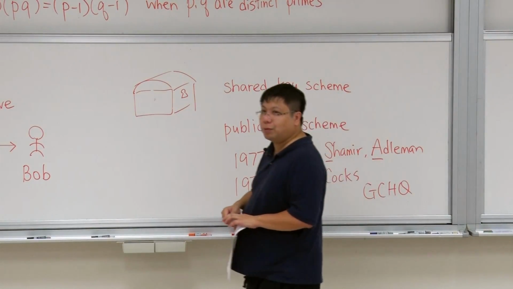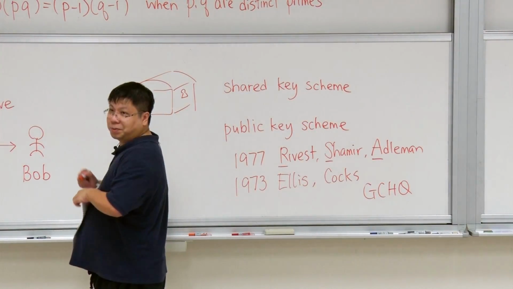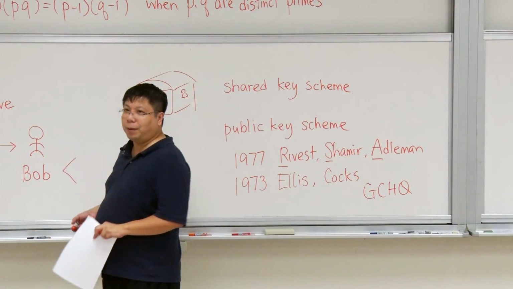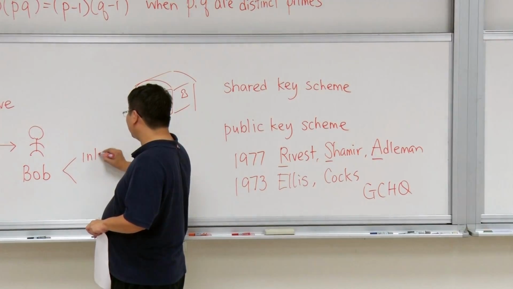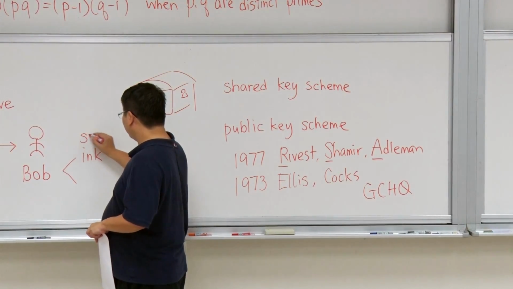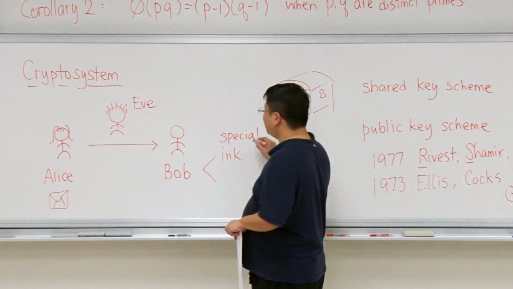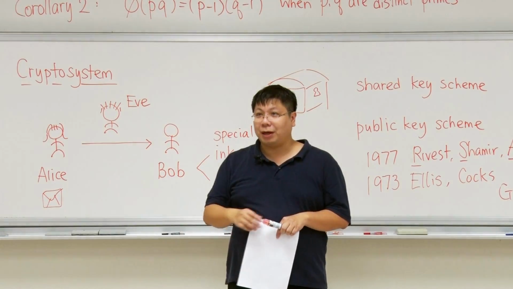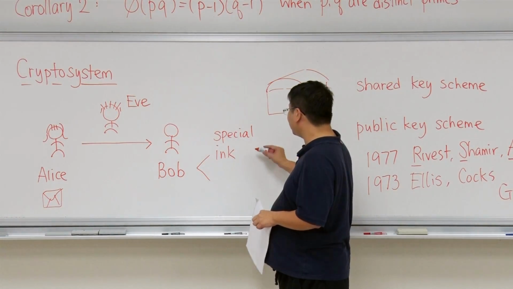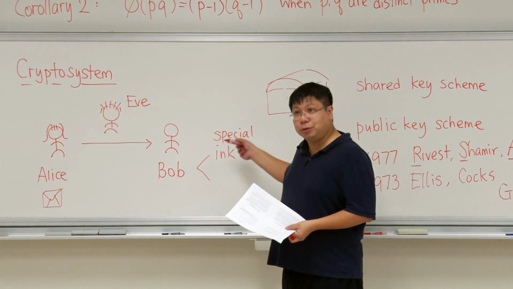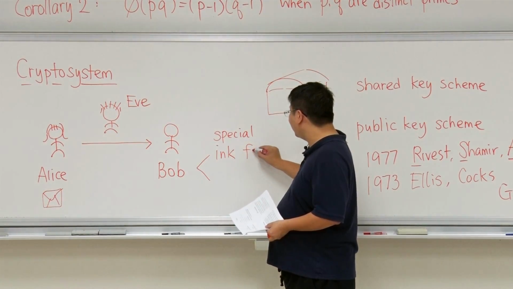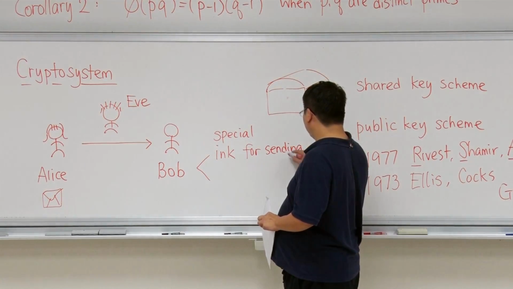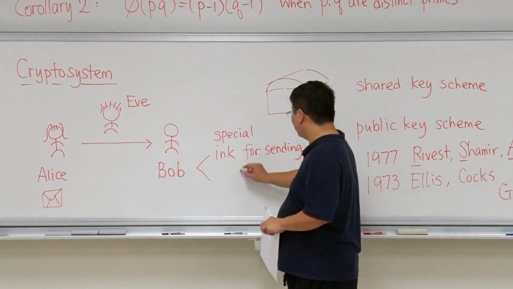So how does RSA work? How does this RSA scheme work? It's like this. Bob has something, let's call it some special ink, that he tells people you can buy from the stores. Any department store will have this special ink for me. If you want to write a letter for me, you use this special ink. So this is a special ink for sending messages to Bob.